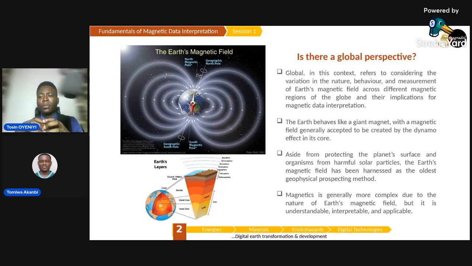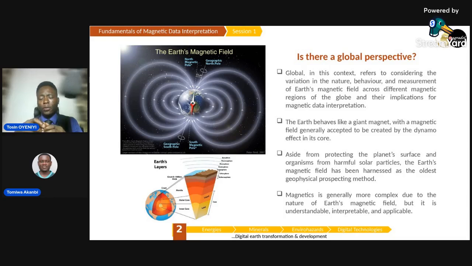Aside from protecting the planet, that bullet three now, aside from protecting the planet's surface and organisms from harmful solar particles, the Earth's magnetic field has been harnessed as the oldest geophysical prospecting method. So there are several geophysical prospecting methods. All these methods are making use of principles of physics. They have their operative physical principles by which they are being used in geophysics to explore the subsurface of the earth. And one of these methods is the magnetic method of geophysical prospecting.